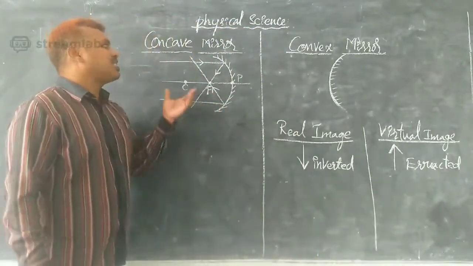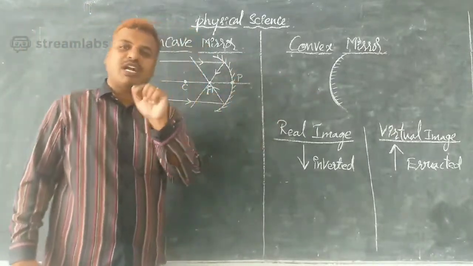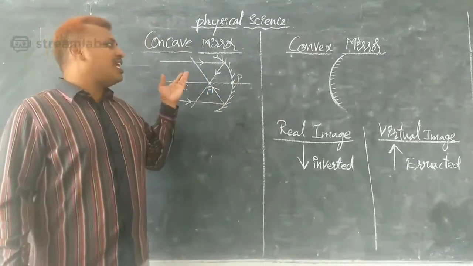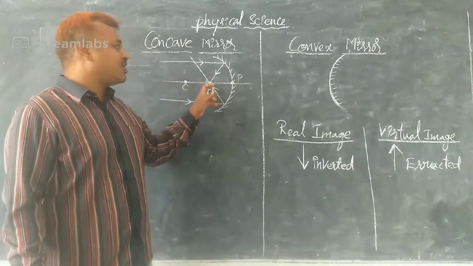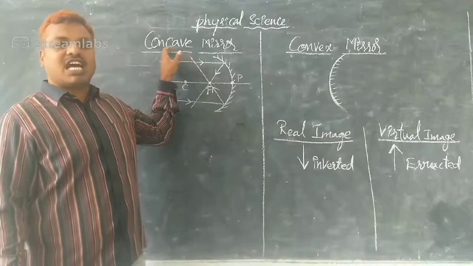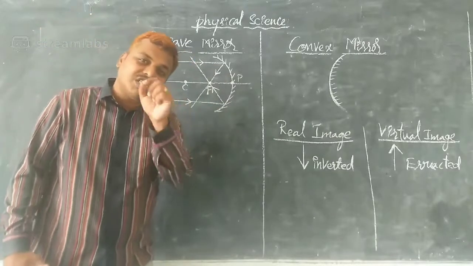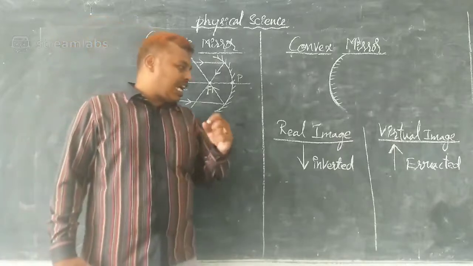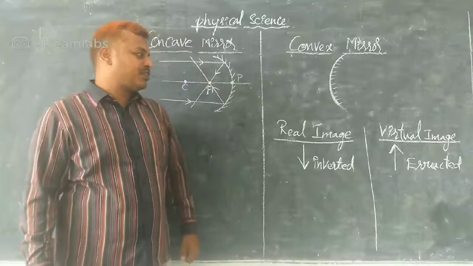Now, when we come to the concave mirror and convex mirror, we have one point clear: all light rays are going to converge at one point, right? That is why this mirror is called a converging mirror. So the concave mirror is also called a converging mirror. All converging light rays are going to give you a real image.